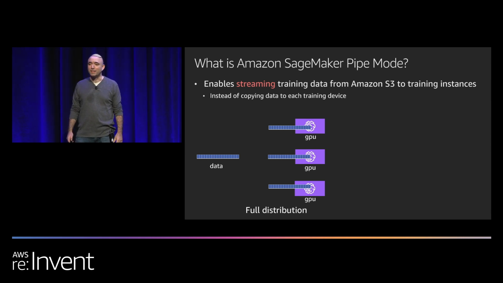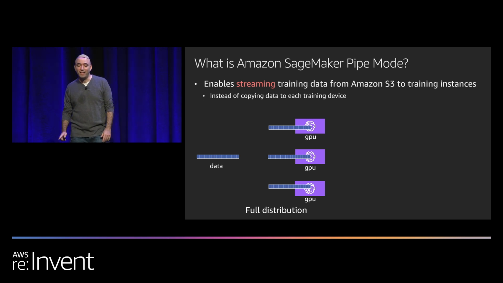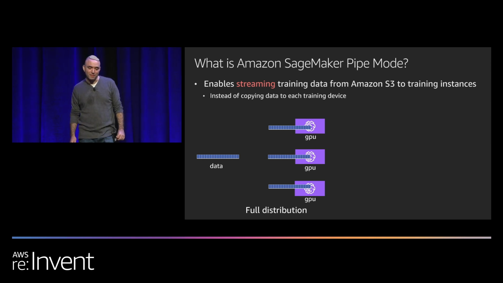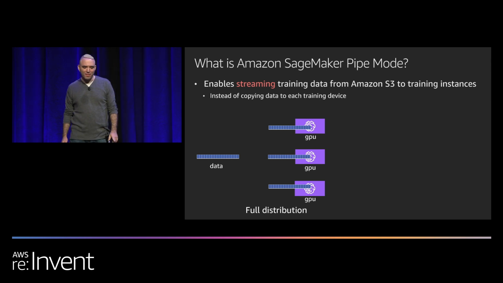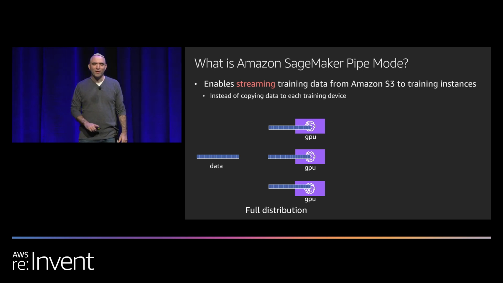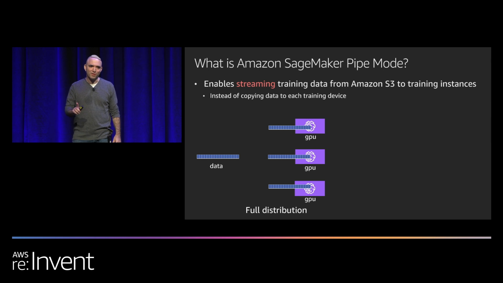If you have large data sets, as we do, you may also incur significant storage costs, again, for each training instance. In SageMaker, this method is called file mode. If you have very large data sets, never use file mode.